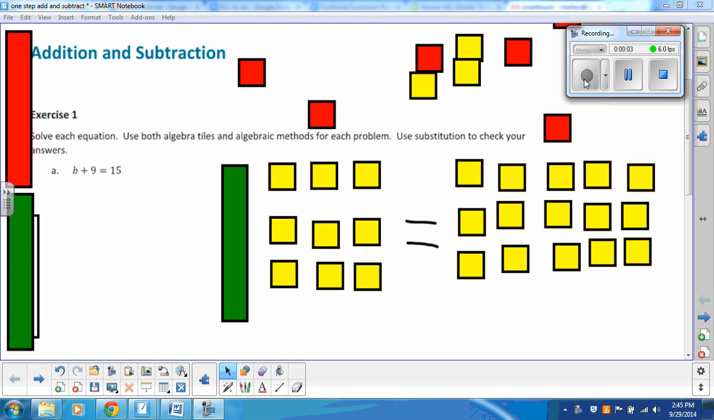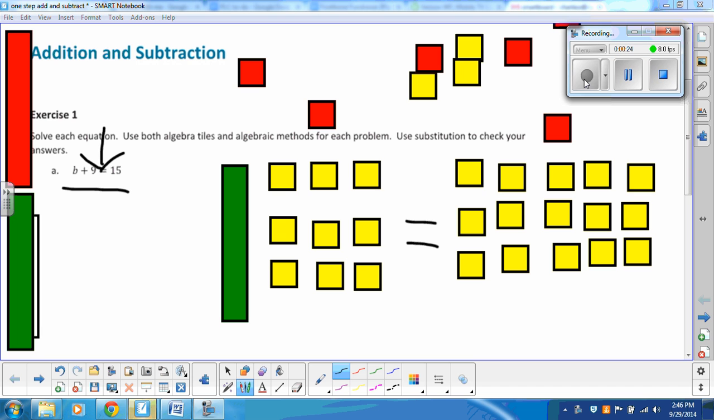Alright guys, this is your DIY video for adding and subtracting equations with algebra tiles. And let's take a look at the first example. We're going to solve each equation using algebra tiles first, and then we're going to check our answer. So this is an equation because it has an equal sign.